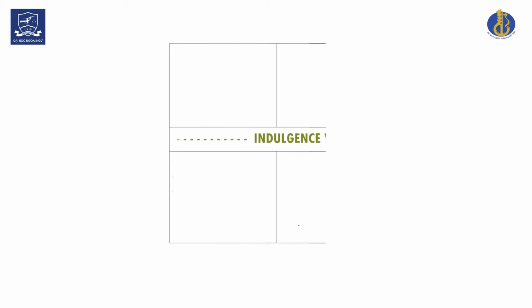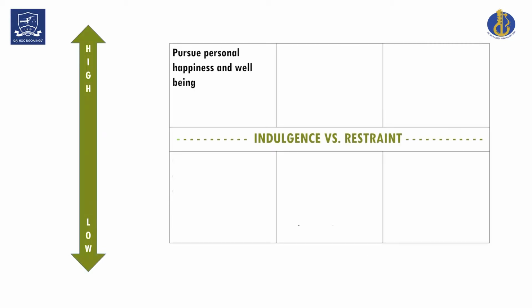An indulgent society allows relatively free gratification of basic and natural human desires related to enjoying life and having fun. Gratification here refers to the satisfaction of overall enjoyment of life instead of the satisfaction of human desires in general. Members of indulgent cultures feel that they have freedom to live their life as they please. Leisure is important, and people tend to spend as they wish rather than save money.